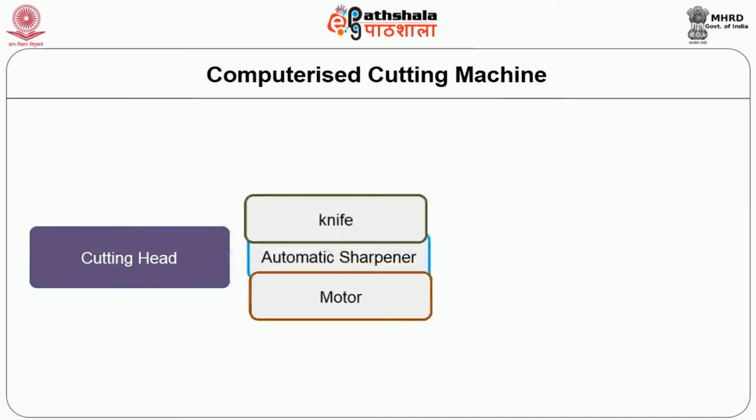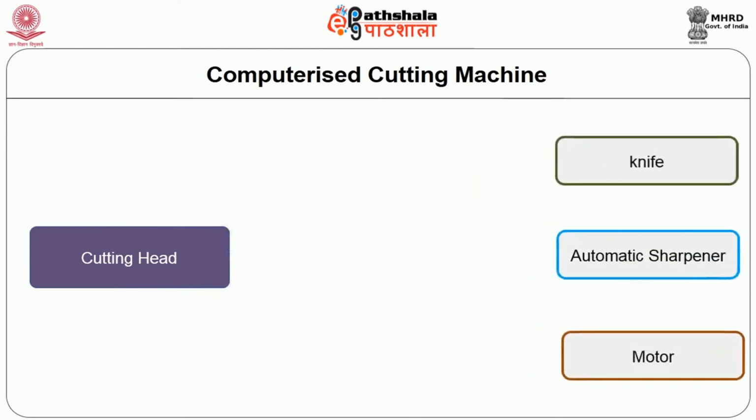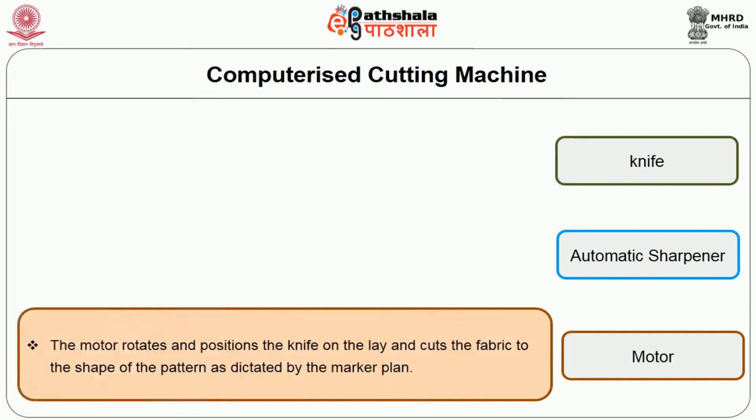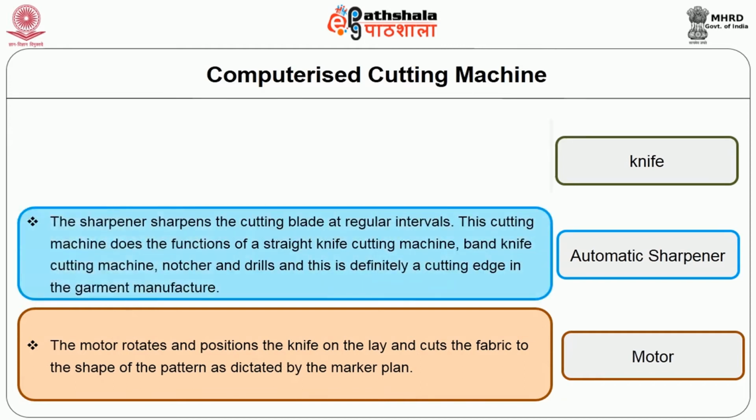The cutting head consists of a knife, automatic sharpener and a motor. The motor rotates and positions the knife on the lay and cuts the fabric to the shape of the pattern as dictated by the marker plan. The sharpener sharpens the cutting blade at regular intervals.